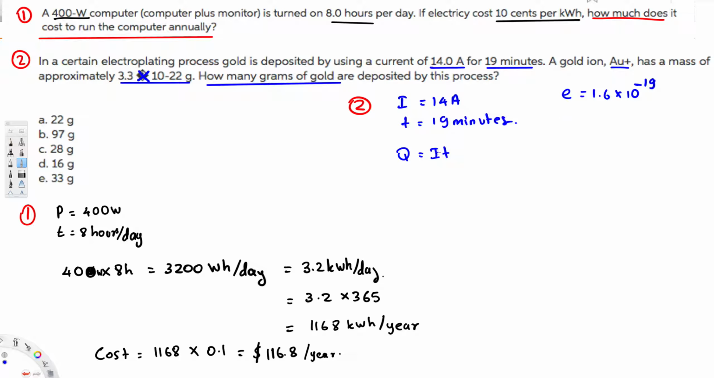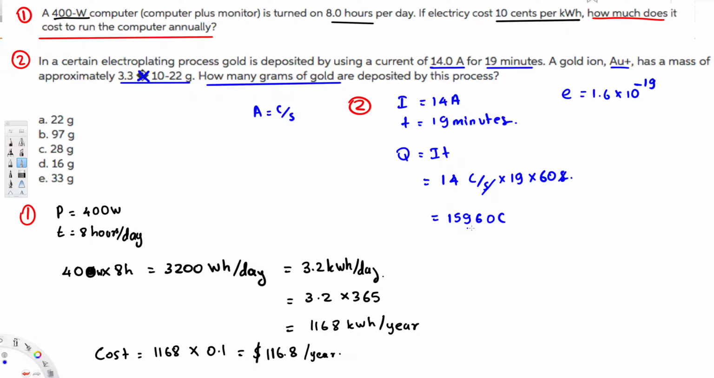So let's calculate the charge first. This is 14 ampere. I can write 14 coulombs per second, because ampere is equal to coulombs per second. Coulomb per second times 90 minutes times 60 to convert minutes into seconds. Seconds cancel and we get the answer in coulomb. If you multiply, you will get 15960 coulomb. So this is the charge we have.